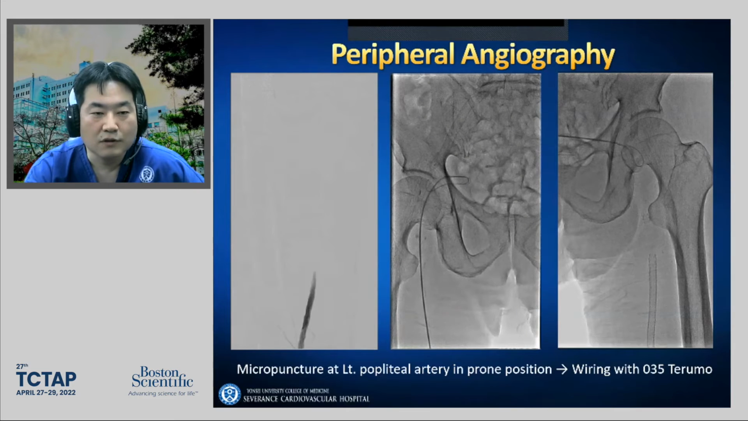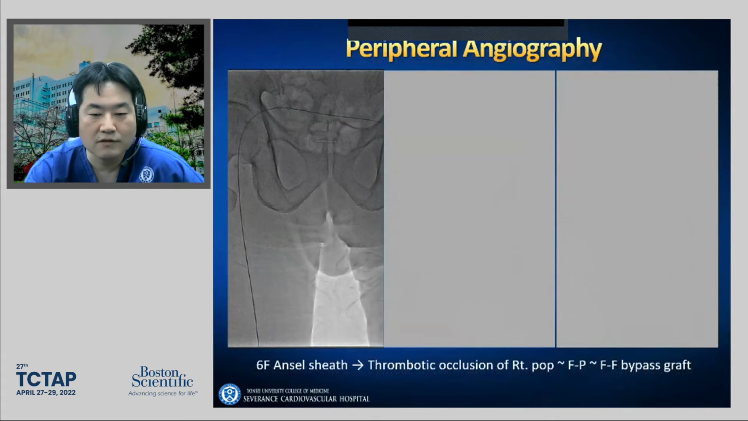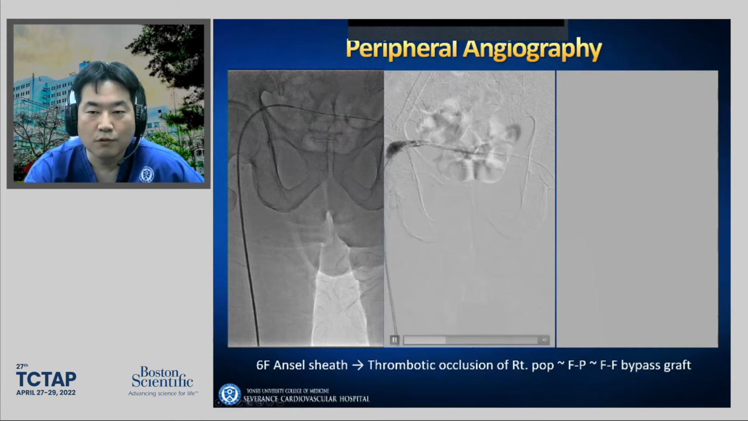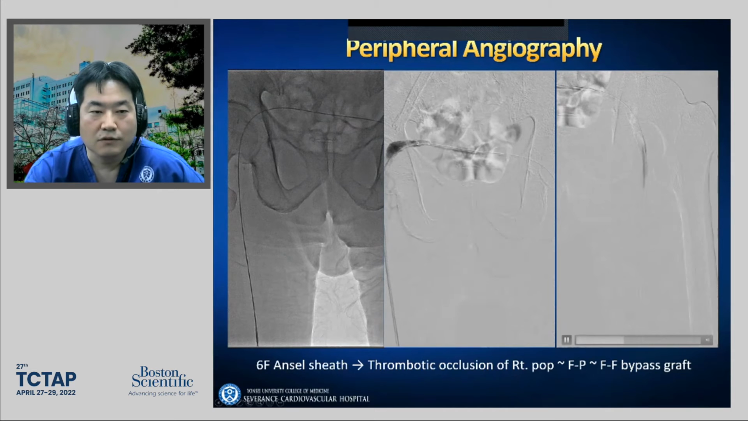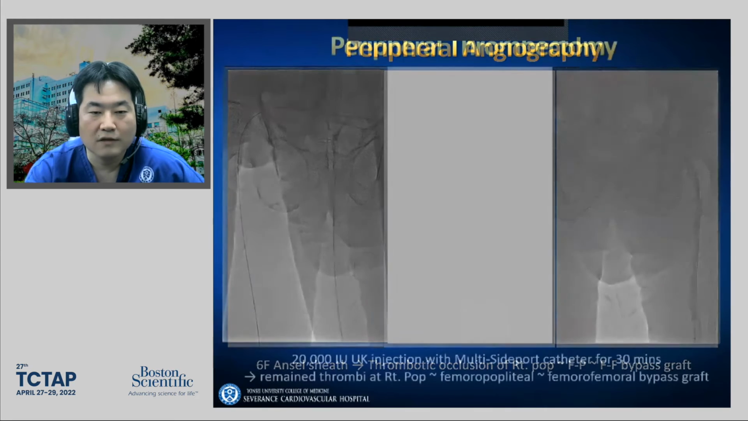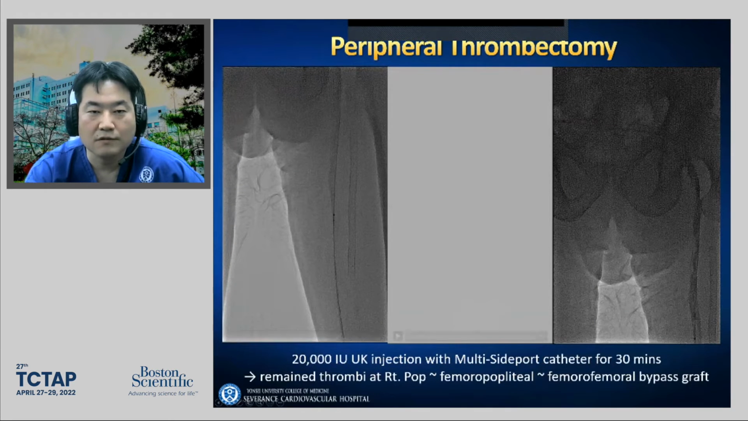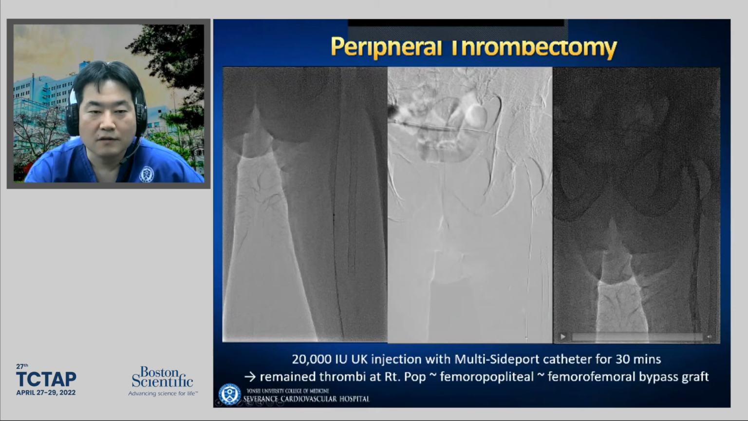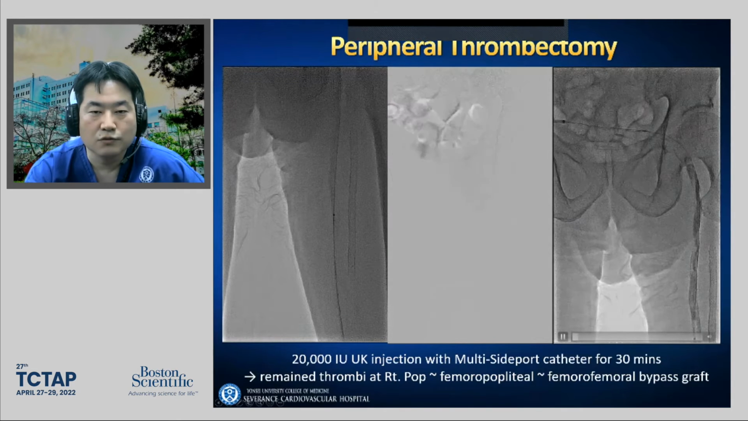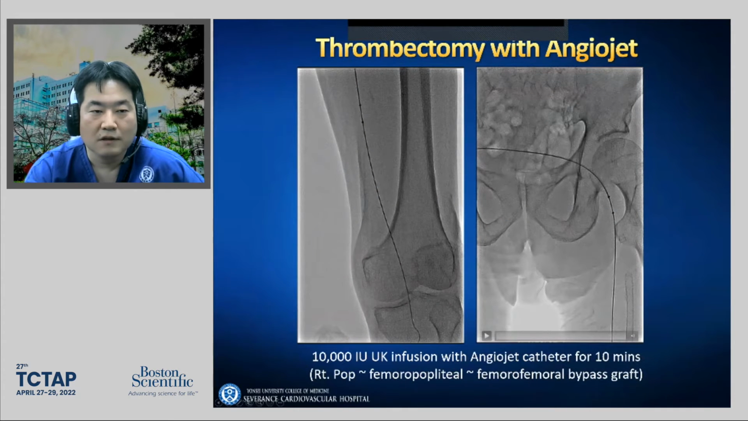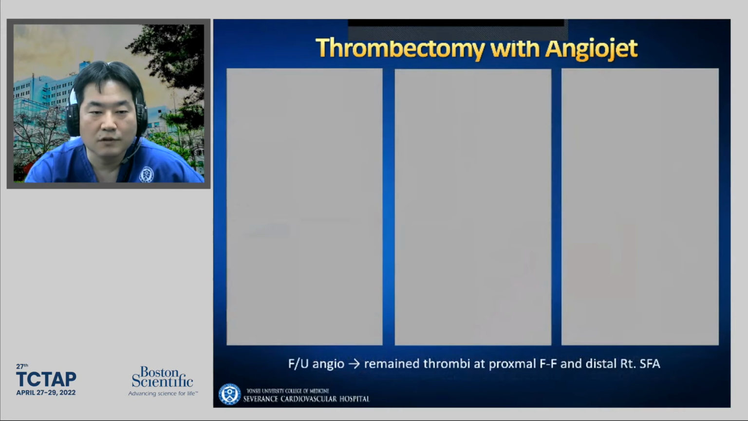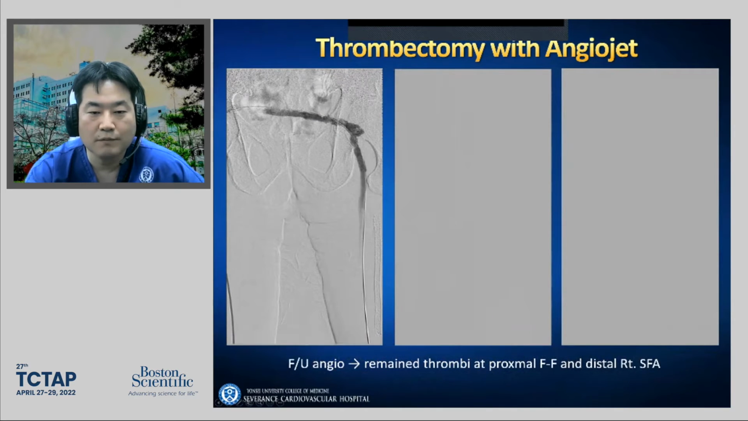And then we changed to a 6 French sheath, and the angiogram showed a very slow flow, and the fem-to-pop flow was also very limited. So we injected urokinase at the site of the graft, and after 30 minutes we performed the AngioJet device there. And finally, the flow was much improved to fem-to-fem and fem-to-pop.